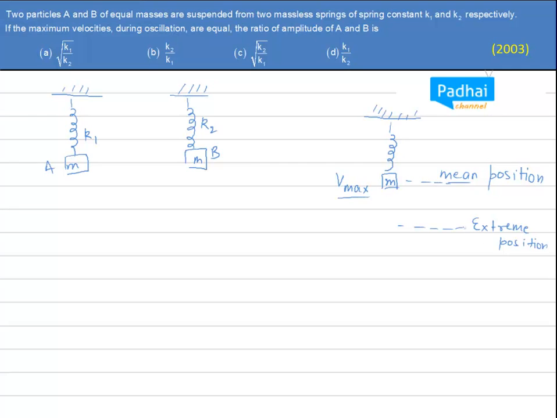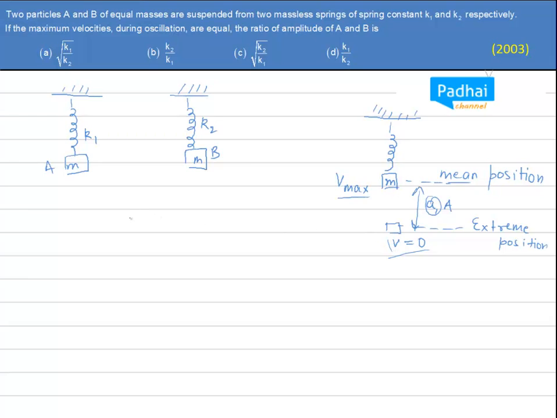What happens at the extreme position? The distance between the mean position and the extreme position is called the amplitude, capital A. And at the extreme position, the velocity becomes zero, because if it had some velocity, the particle would still be moving down. Since it is changing its direction, the point where it changes direction, its velocity becomes zero.